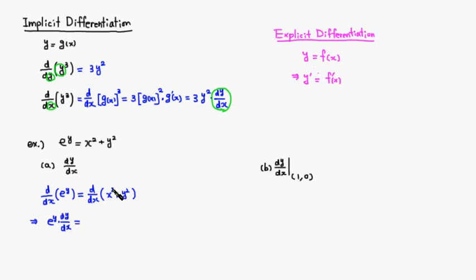Right, so let's take the derivative of x squared with respect to x. In this case, the variables match, so it's a regular derivative. So the derivative of x squared would be 2x, right? Plus. All right, now we take the derivative of y squared with respect to x. So this is going to be 2y, but since these variables are different, we have to multiply by dy over dx. All right, so that's how we take the derivative of both sides with respect to x.